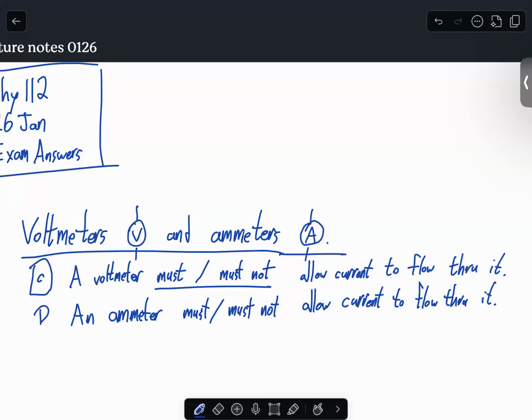This either must or must not. Fill in the blank. What does it make sense, if I'm trying to measure something, what does it make sense for the internal resistance to be?